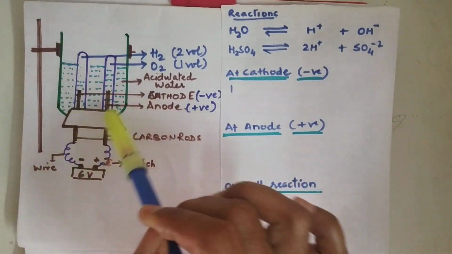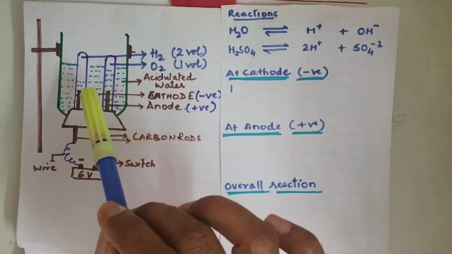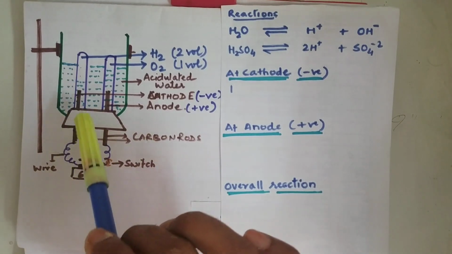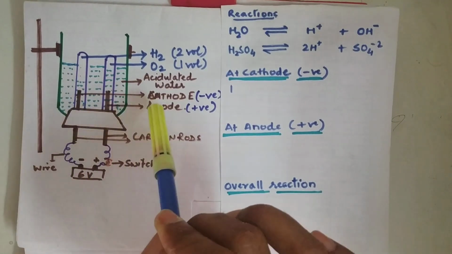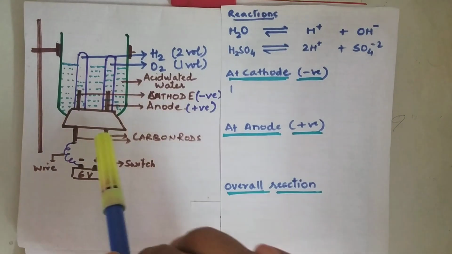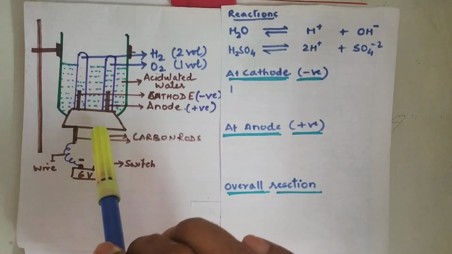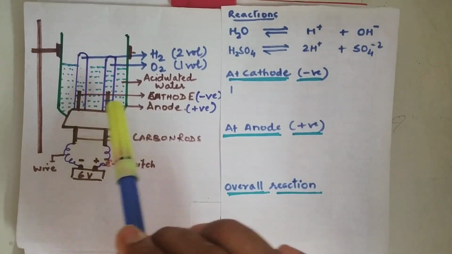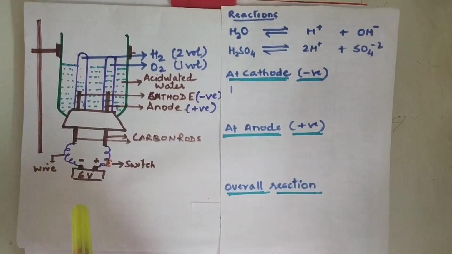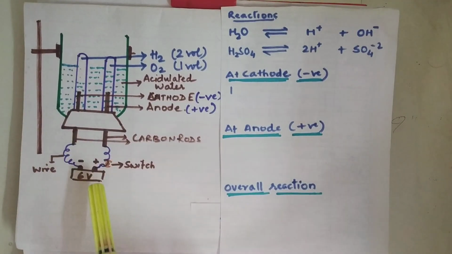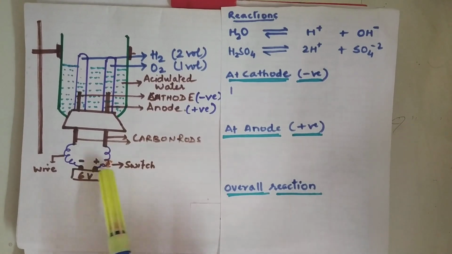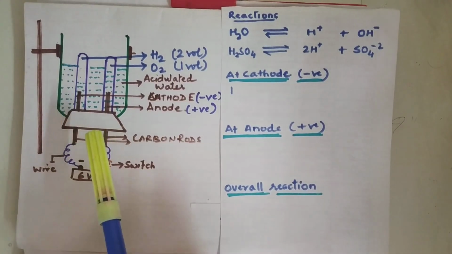Now, this electrolytic cell is filled with acidulated water. Why acidulated water? Because pure water is a non-conductor of electricity. To make it a good conductor of electricity, a small amount of dilute sulfuric acid is added to it. And now when I put the switch on, when the current passes through the solution, what will happen?